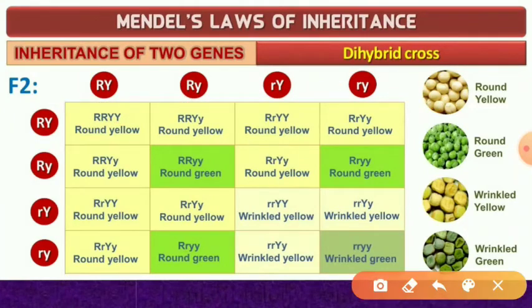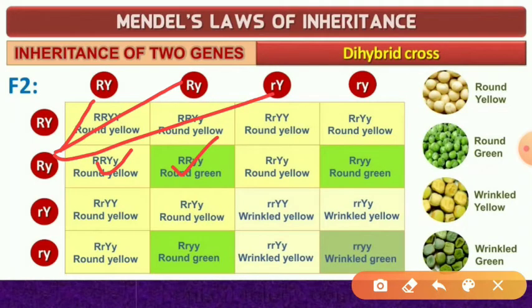Then the next row produces capital R, capital Y, small y, that is round yellow. The next, capital R, small y, round green. Then capital R, capital Y, small y, round yellow. Then last, capital R, small y, round green.